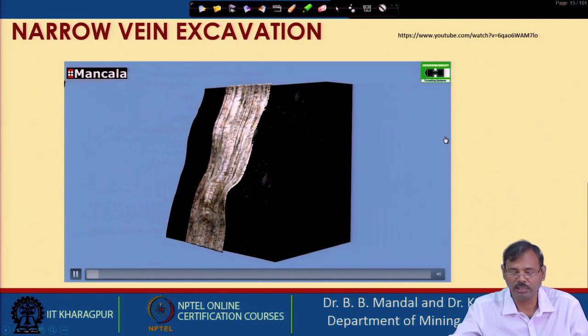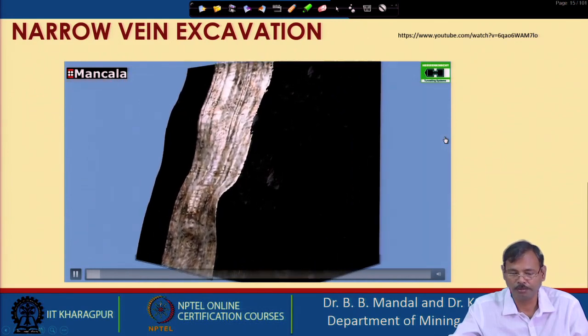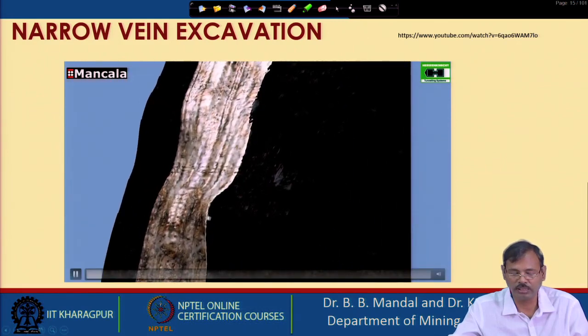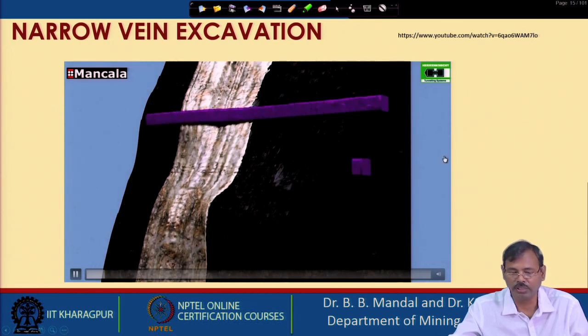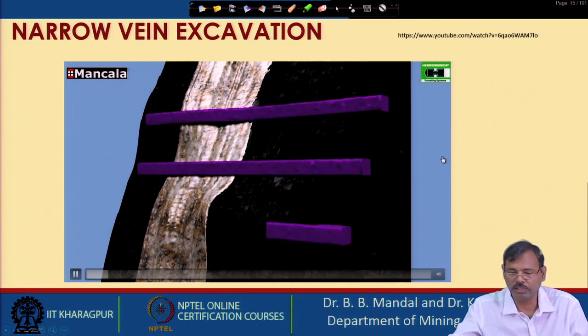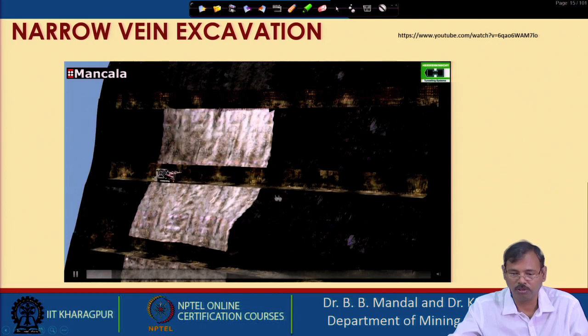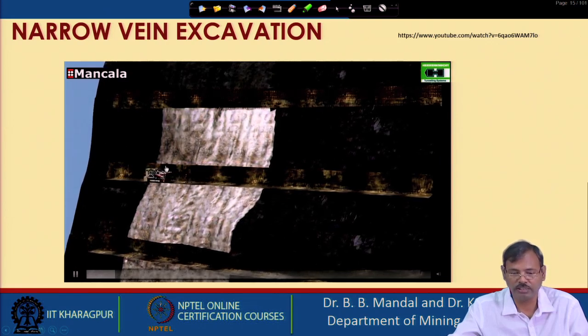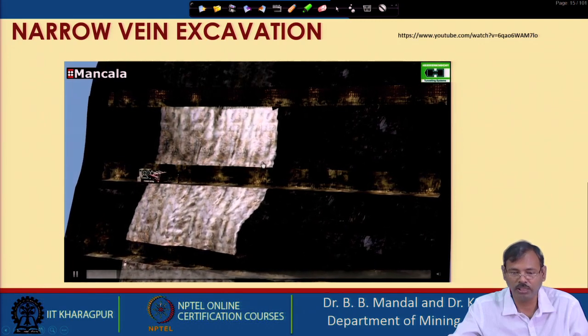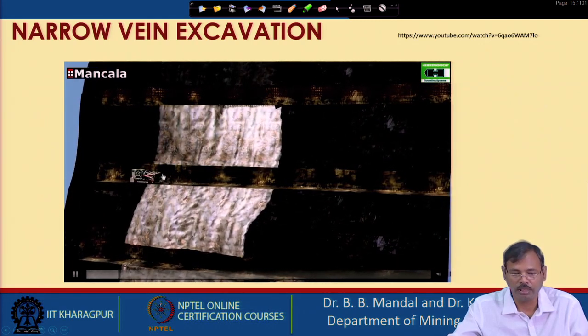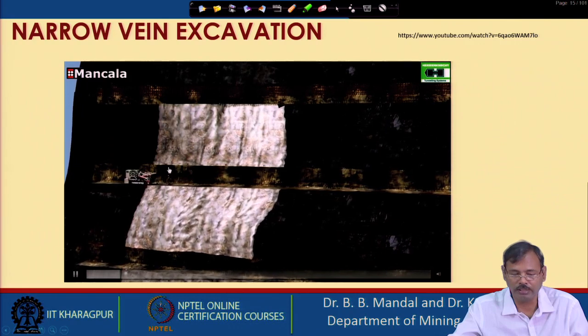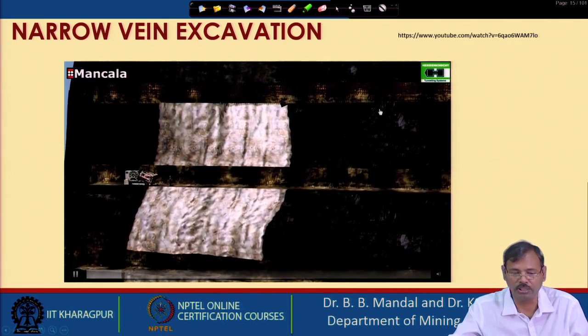So, this is the narrow vein. You can see the thickness, this is the strike length, you can see the thickness is limited. So, if you are looking at this, these are the different levels. Now, you can see how the thickness is very less, and this is the ore body, strike of the ore body, and it is decided that this will be excavated using the drilling only.